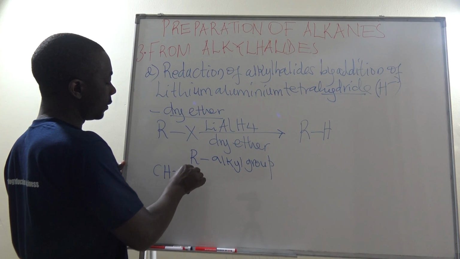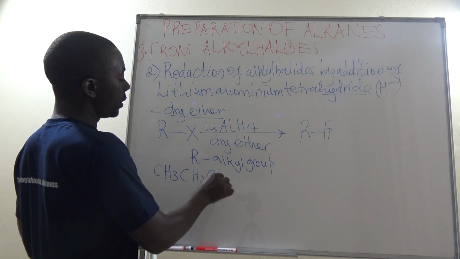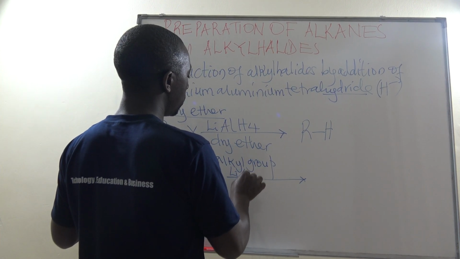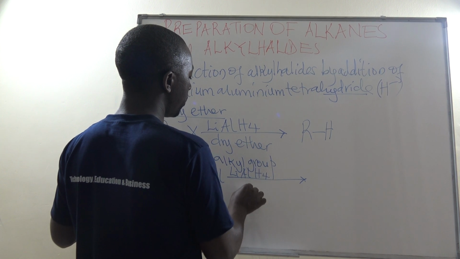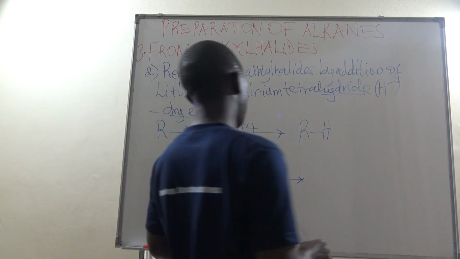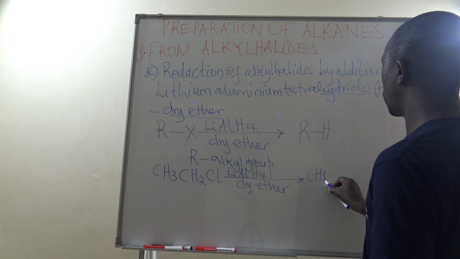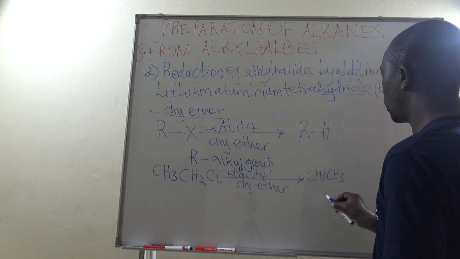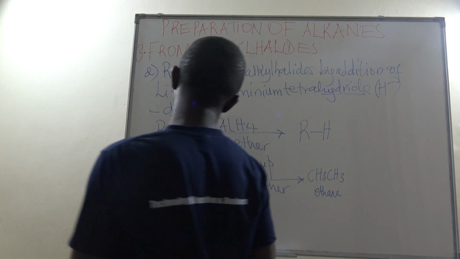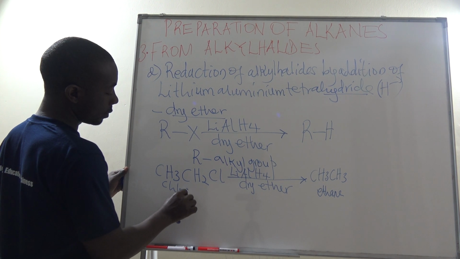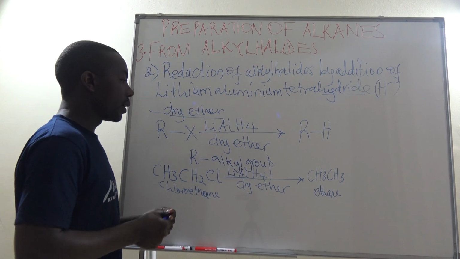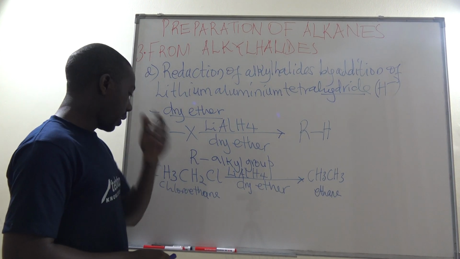Now, we can look at a specific example: when we react CH3CH2Cl and reduce it by lithium aluminium tetrahydride in the presence of dry ether, the end product is CH3CH3. This one we call ethane by IUPAC name, and this is chloroethane. So we shall have prepared an alkane from an alkyl halide.